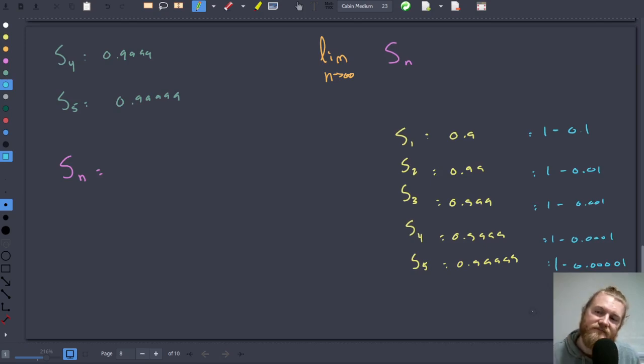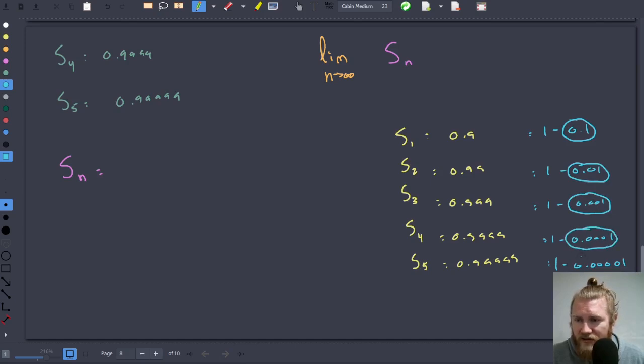0.00001. I say that this is easier for us to get a formula for because these are just 1 over powers of 10. This is 1 over 10. This is 1 over 100, 1 over 1,000, 1 over 10,000, etc. So S sub n is 1 minus 1 over 10 to the n. So again, S sub 1 is 1 minus 1 over 10, sorry. S sub 2 is 1 minus 1 over 100. S sub 3, etc.